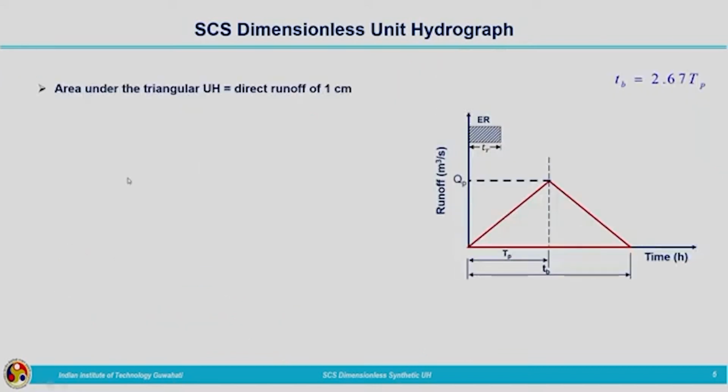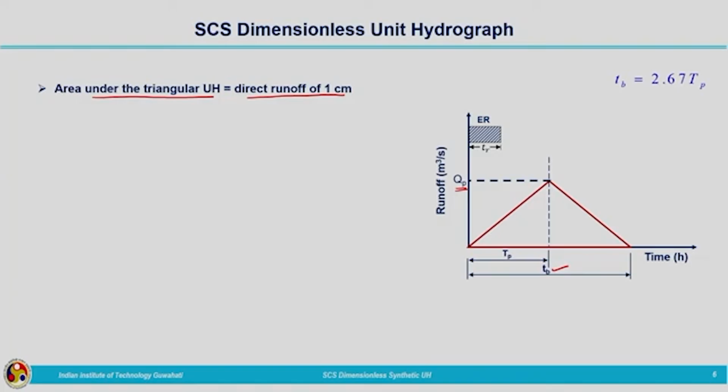Now, we are going to make use of the principle of the unit hydrograph, that is, the area under the triangular unit hydrograph is equivalent to direct runoff of 1 centimeter, because 1 centimeter of effective rainfall for the particular duration Tr is producing this triangular unit hydrograph, that is our assumption. So, the area under the triangular unit hydrograph will be equal to direct runoff of 1 centimeter. Here we have the idea about the time base of the triangle, and we have the peak discharge. We need to determine the peak discharge. For determining that, we are going to make use of this relationship.